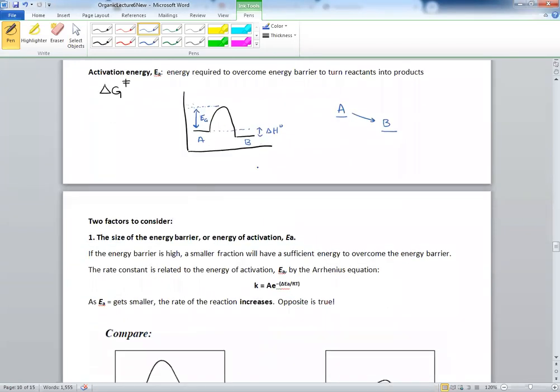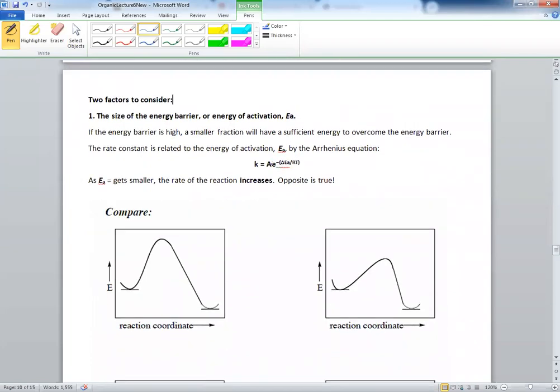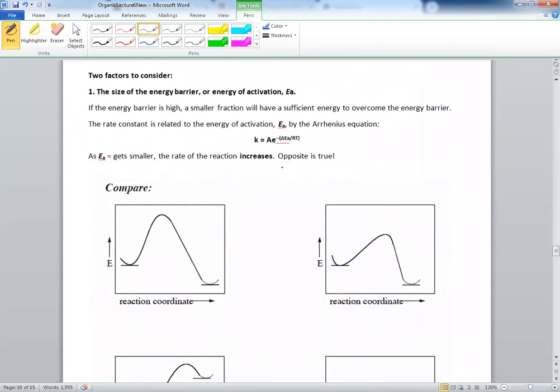Don't underestimate this. Again, your reaction rates, metabolism, all of this depends on your activation energy and enzymes. There are two important factors to consider. Number one is the size of the energy barrier, or the energy of activation. If the energy barrier is high, a smaller fraction of the molecules will have sufficient energy to overcome the energy barrier.